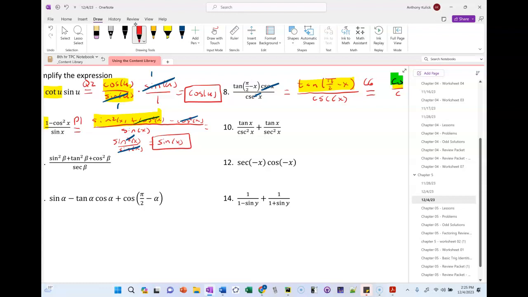Now, you notice something about the tangents, right? The numerator is the same in each of them. So what we can do is we can factor. What is the greatest common factor here between the two fractions? Tangent x. That's correct.